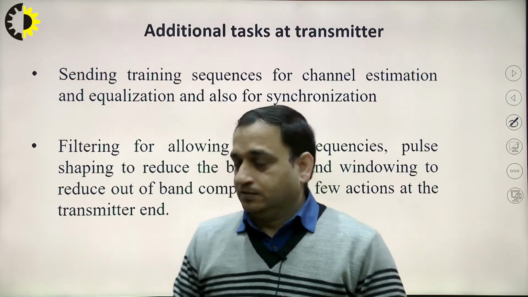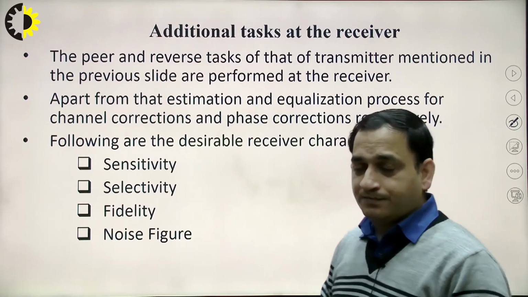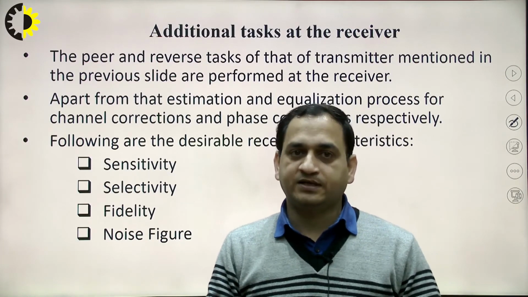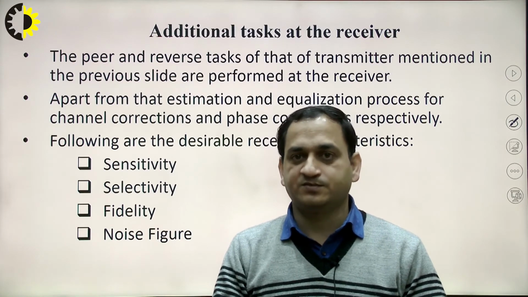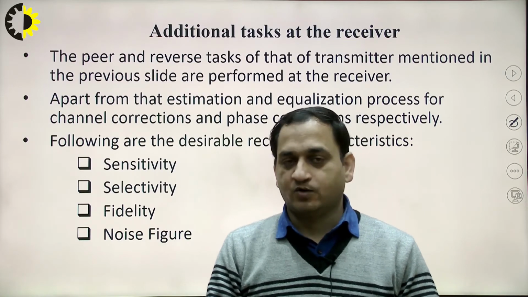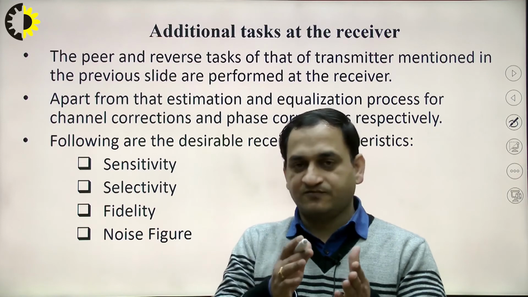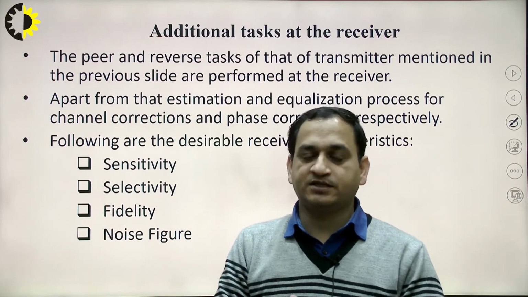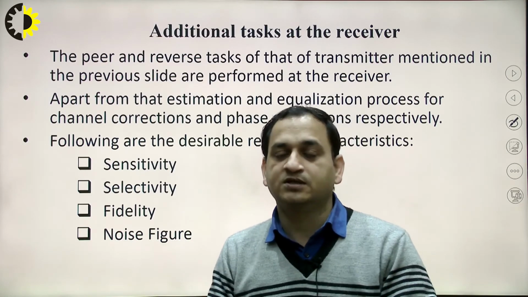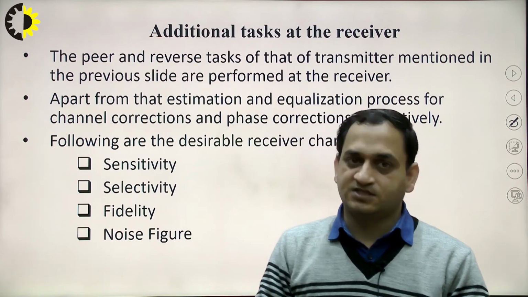Okay. Next is some other things to know about these blocks, the reverse tasks of the transmitter mentioned in the previous slide, which are performed at the receiver. Okay. So, as in the previous slide you have seen the general model, in that the transmitter has some functionality like the information, then source encoder, encryptor, channel encoder, then modulator. So, the same in the reverse order is happening on the receiver side.